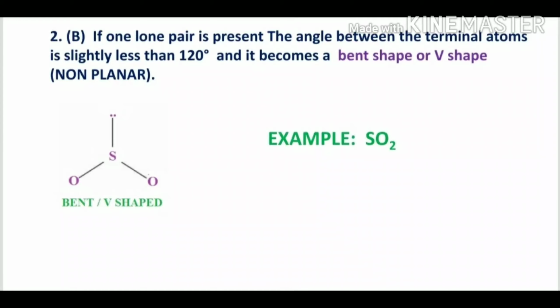Why are the angles between these SO bonds now reduced? The reason is that the lone pair is present, because the lone pair-bond pair repulsion is greater than the bond pair-bond pair repulsion. That's why the SO bond angles are now decreased. Now it is less than 120 degrees, so it becomes a bent or V shape. It is a non-planar structure. Now the example is SO2.